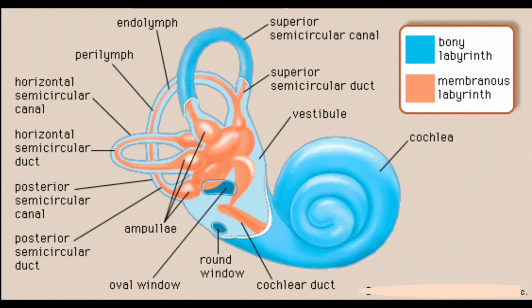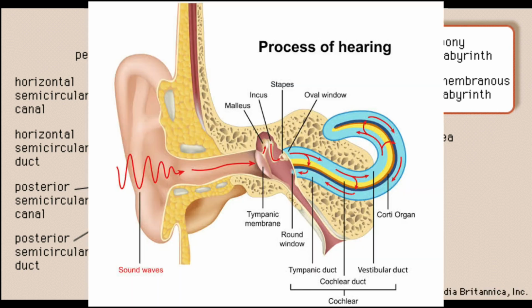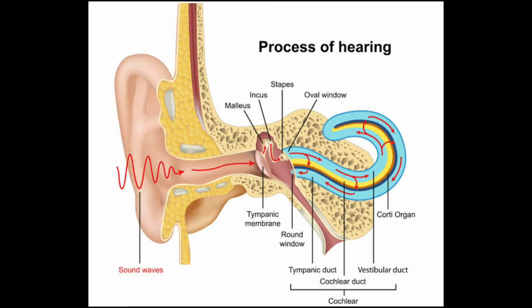Look at the function of the ear. Hearing. Sound waves travel through the outer ear, are modulated by the middle ear, and are transmitted to the vestibulocochlear nerve in the inner ear. This nerve transmits information to the temporal lobe of the brain, where it is registered as sound.